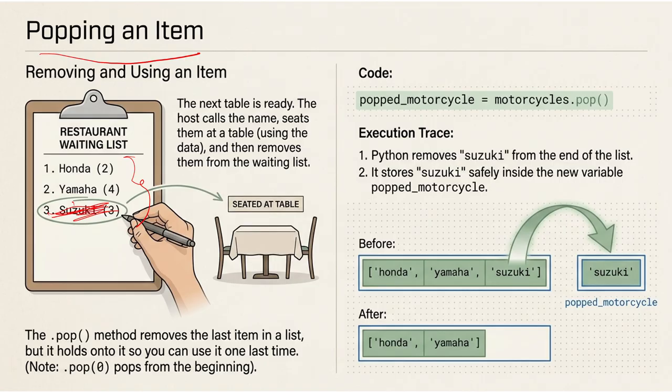So that you can be sure they are now seated at the table. That's what the pop method does. The pop method, if you see over here, removes the last item in a list, but it holds on to it so you can use it one last time. Note, dot pop 0 pops from the beginning.